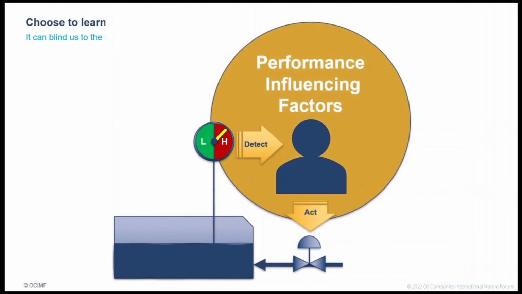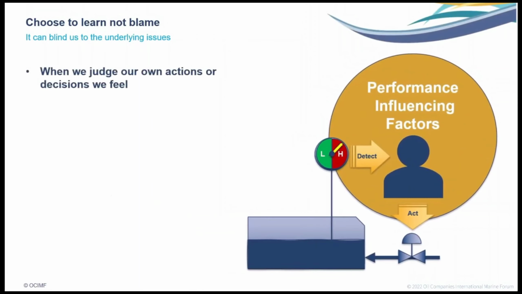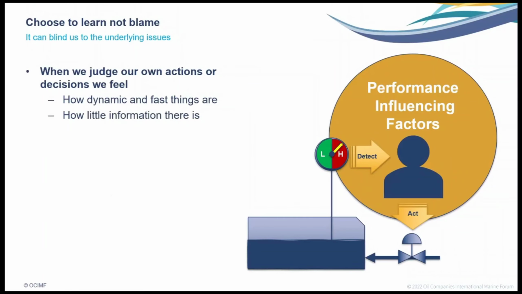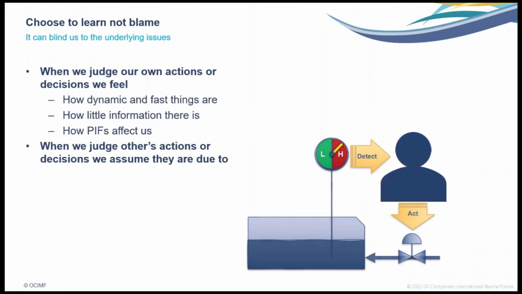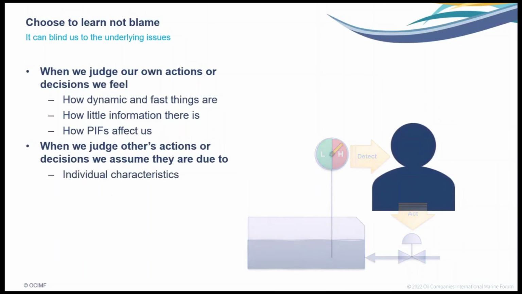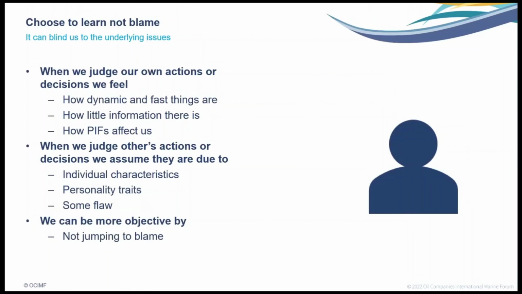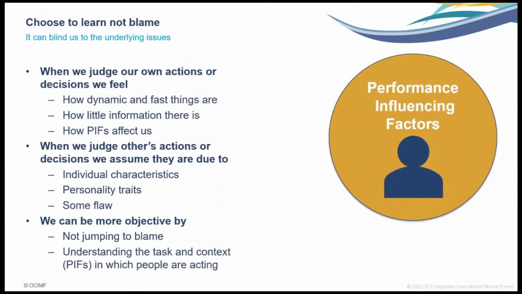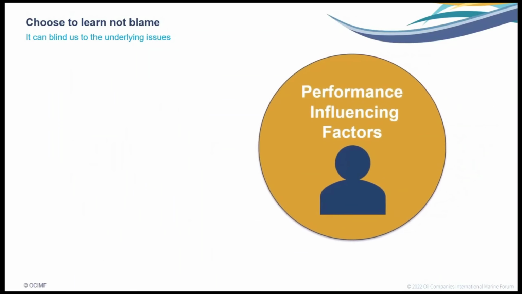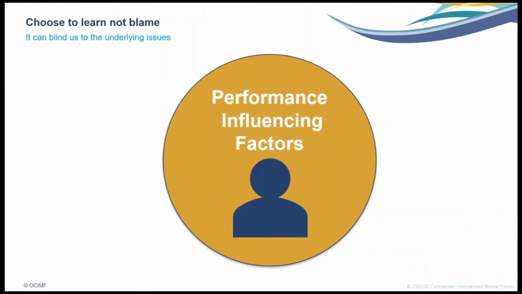We are at the center of our own universe. When we judge our own actions or decisions, we feel how dynamic and fast things are, what little information there is, how the context pressurizes us. When we judge others' actions or decisions, we assume they are due to individual characteristics, personality traits, some flaw. We avoid this by not jumping to blame and focusing our efforts on the context, PIFs, in which people are acting. In fact, focusing on the task and the PIFs allows us to be more objective because they are things that we can see evidence for. We don't have to make a subjective judgment about the person.